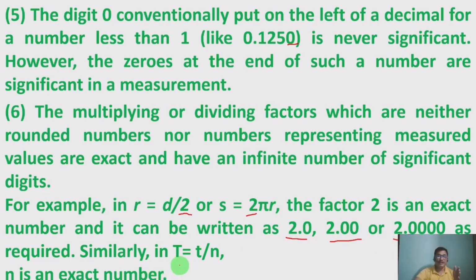Similarly, in t equal to T by n, where T is any value and n is also any value, t can be written as the ratio of these two, where n is an exact number. In this one, n is an exact number with an infinite number of significant digits. We can conveniently mention these and have the significant figures. These are the observations concerning the multiplication and division factors.